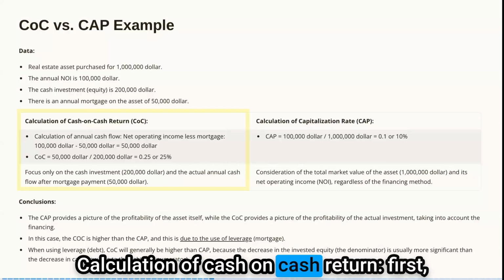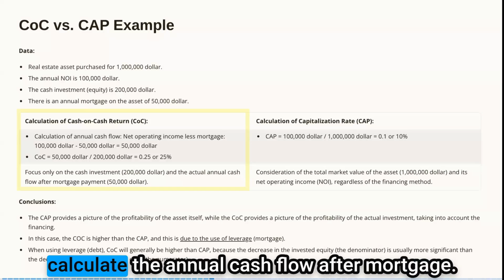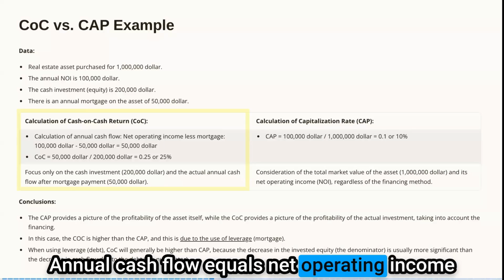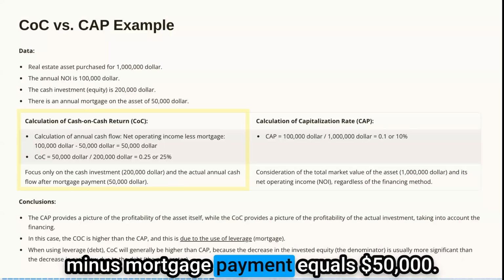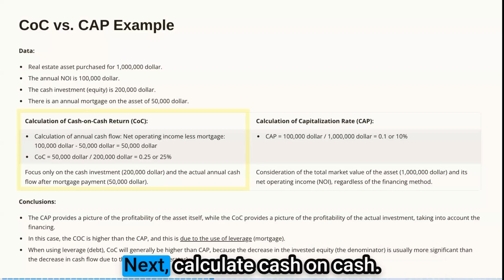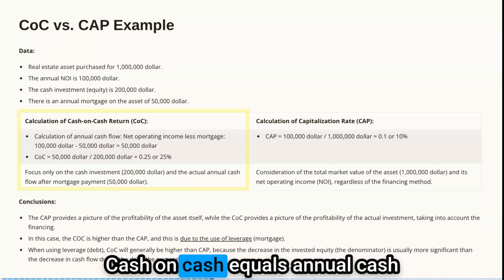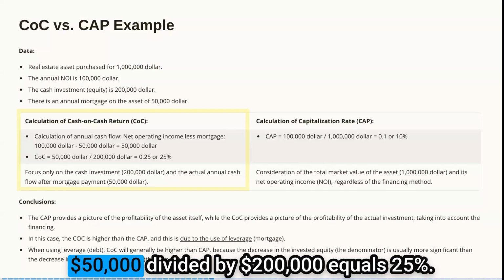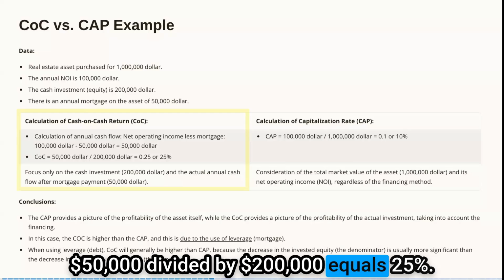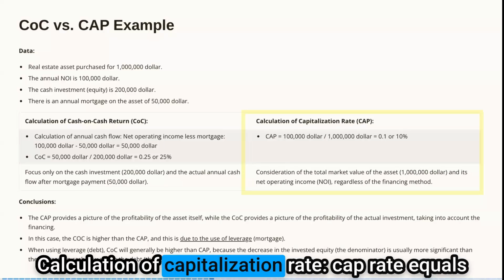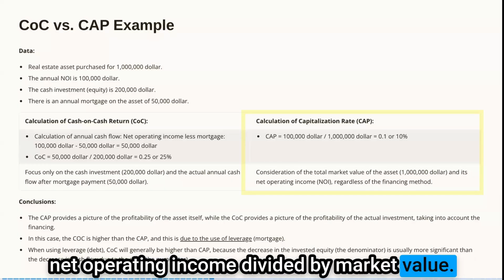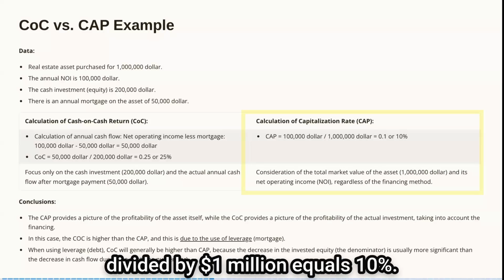Calculation of cash on cash return. First, calculate the annual cash flow after mortgage. Annual cash flow equals net operating income minus mortgage payment equals $50,000. Next, calculate cash on cash. Cash on cash equals annual cash flow divided by invested equity equals $50,000 divided by $200,000 equals 25%. Calculation of capitalization rate. Cap rate equals net operating income divided by market value. Cap rate equals $100,000 divided by $1 million equals 10%.